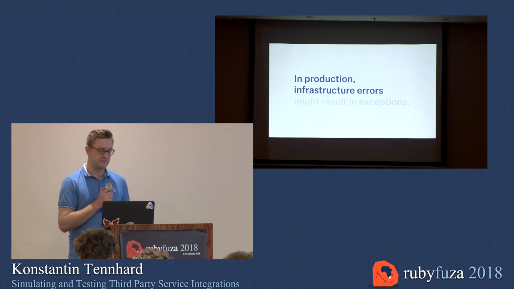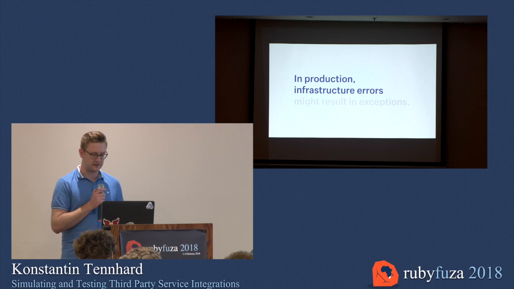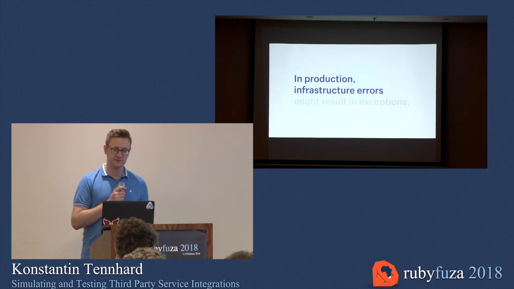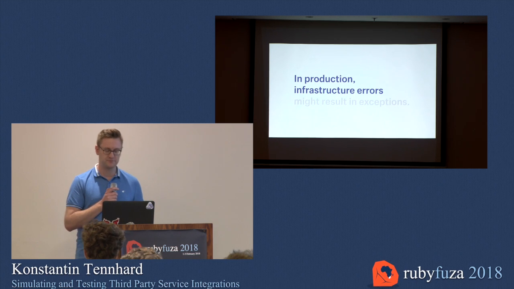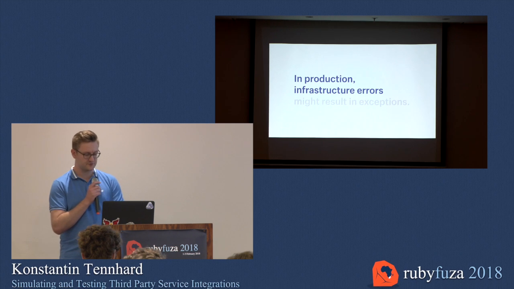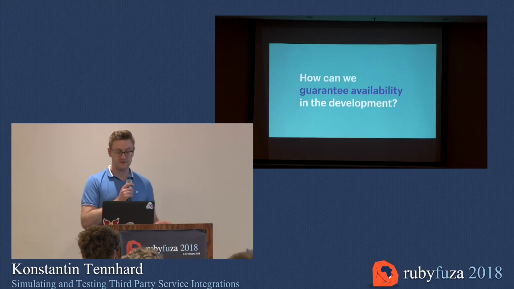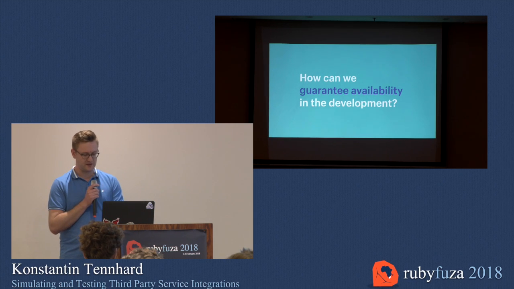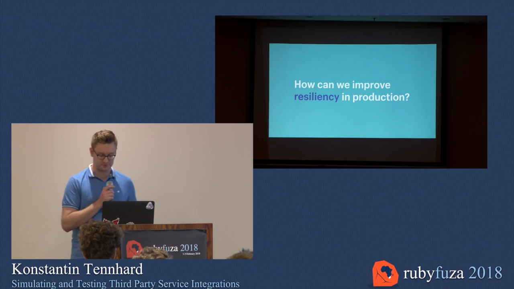There might be errors when you communicate. The network might be temporarily unavailable. How can you ensure that your application actually handles those infrastructure errors properly so that they don't eventually bubble up to the user in the form of exceptions? So this really poses 2 questions. How can we guarantee availability of that service in development? And how can we improve the resiliency of services in production?